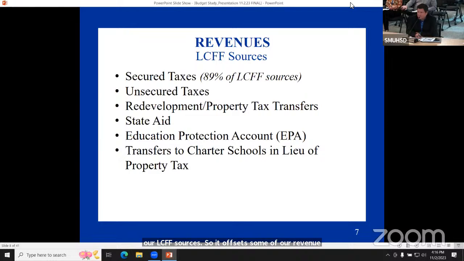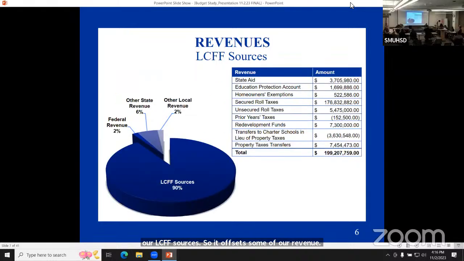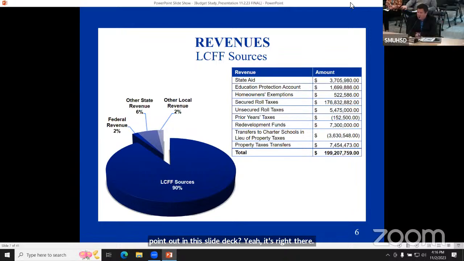Sorry, is that in some of the budgets we can point out in this slide deck or no? Yeah, it's right there. It's about a $3.6 million transfer. So we have roughly 300 students there, and it's about $12,000 per student that we transfer over to DTEC. This is mixed with the 300 students from Sequoia that also do a very similar transfer.